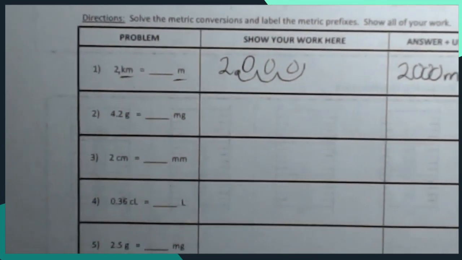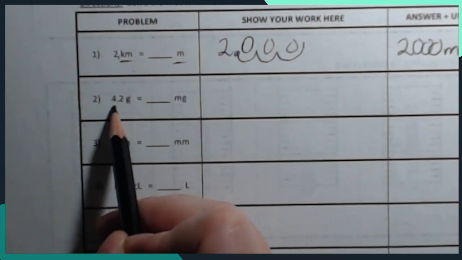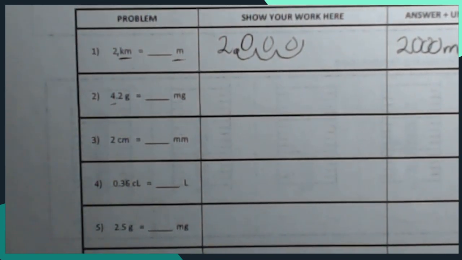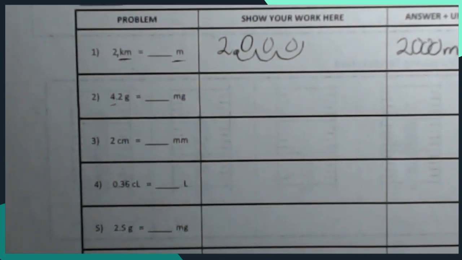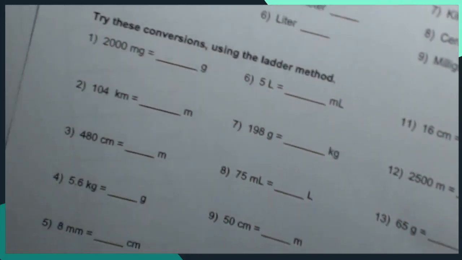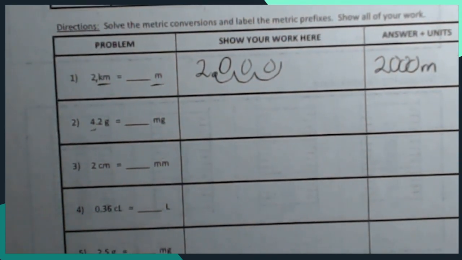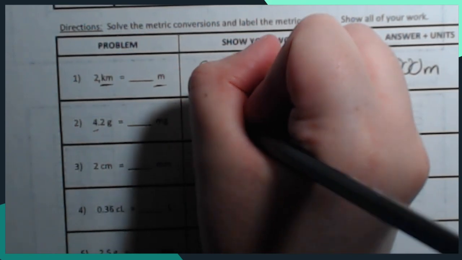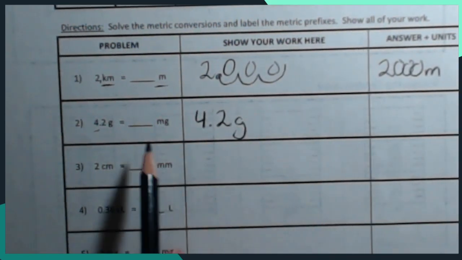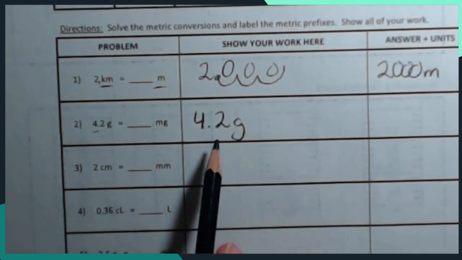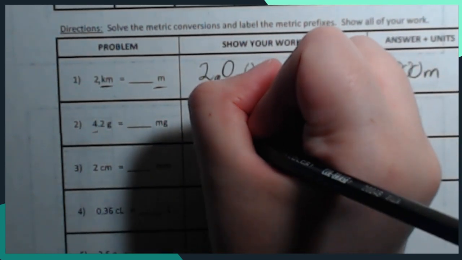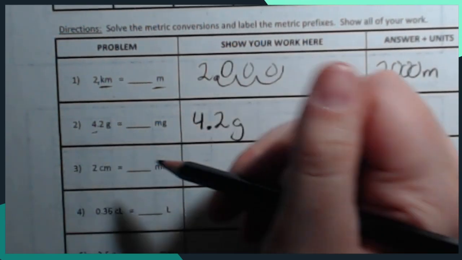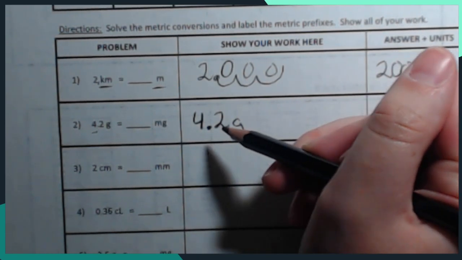Okay? I want to show you number 2 here because we have a decimal point. Okay, if you were getting confused on how to do it on the last worksheet, because we do have some decimals within here, you can always go back after this video to correct yourself. Okay? But we have 4.2 grams and we're trying to go to milligrams. Okay? We have our decimal point. It's already there. There's no reason to put another one in there.